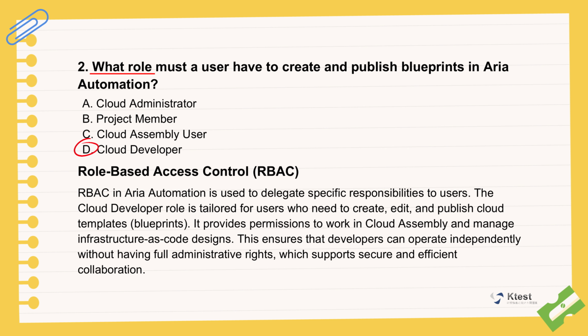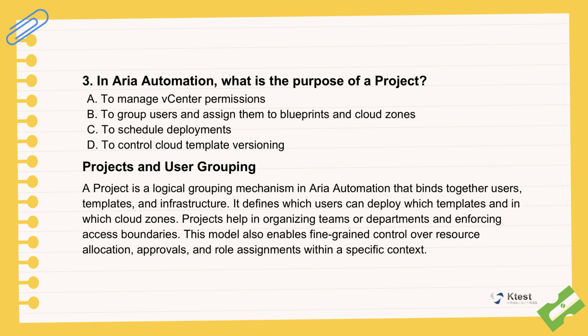Okay, so we have the foundation, the appliance, and the people who define the infrastructure, the cloud developers. How do we start organizing all these digital building blocks? Right. Question 3 looks at the purpose of projects within Aria Automation. What does a project actually do? So think of a project as a logical container. It basically bundles together a specific group of users, the cloud templates they're allowed to use, and the cloud zones, those are the underlying infrastructure pools like vSphere clusters or AWS regions where those templates can actually be deployed.